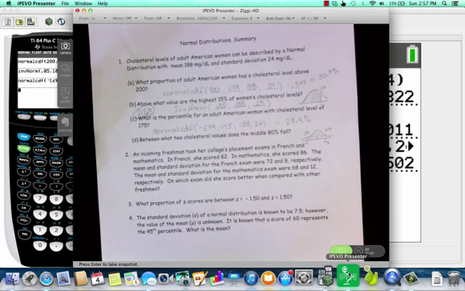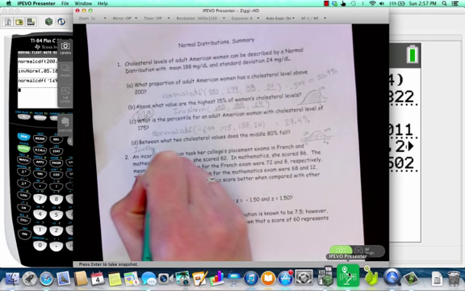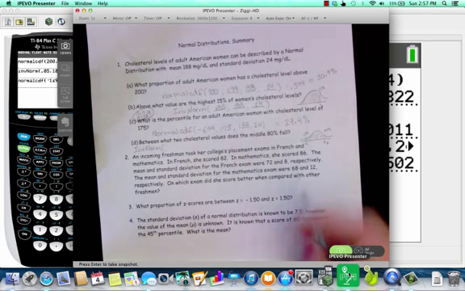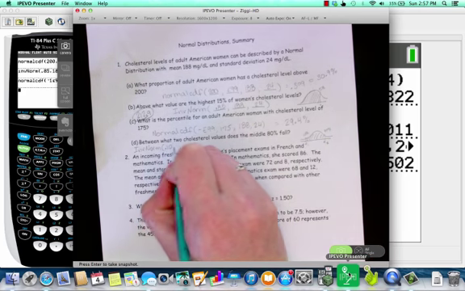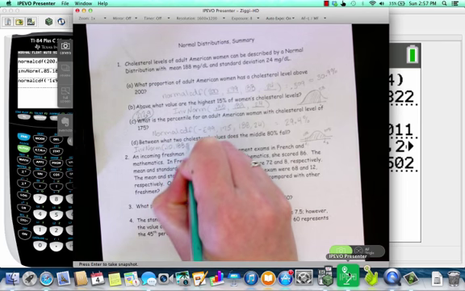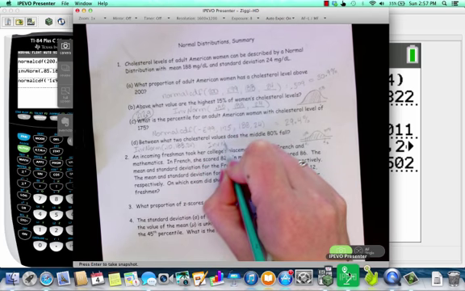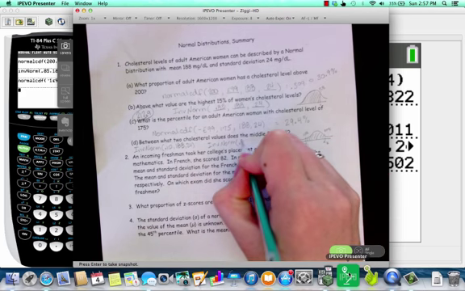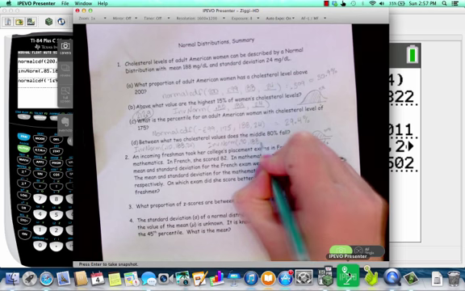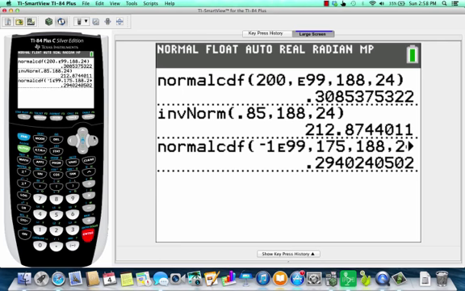So we want to see two different values. That means we're actually going to set up inverse norm twice, one for the lower portion and one for the upper portion. For our first one, and remember we're always looking for the area to the left, so my area to the left of 10% would be 0.10, mean 188, standard deviation 24. Then I need to do a second one. To the left of that cutoff, 0.90, mean 188, standard deviation 24.